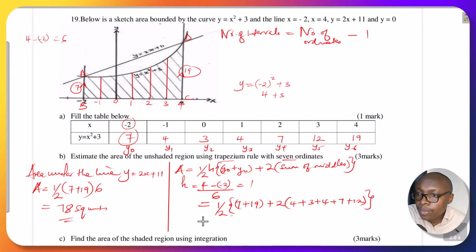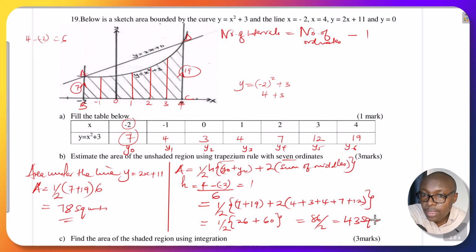So this one will give, this is a half multiplied by 7 plus 19, that will give 26, plus twice this. We have 7, 4 plus this 7, 11, this will be 18, this will be 30. So 2 times 30, that will give 60. Like that. And this will give, that is 20 plus 60, that will give 86. 86 divided by 2, that will give 43. So 86 divided by 2, that will give 43 square units.